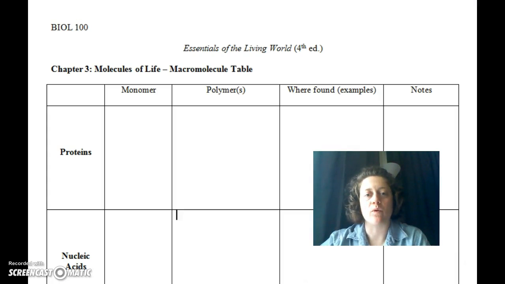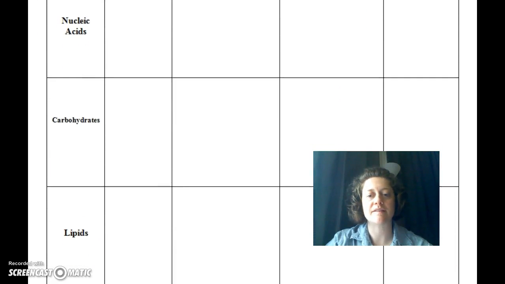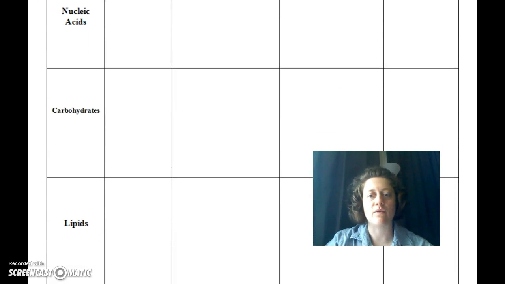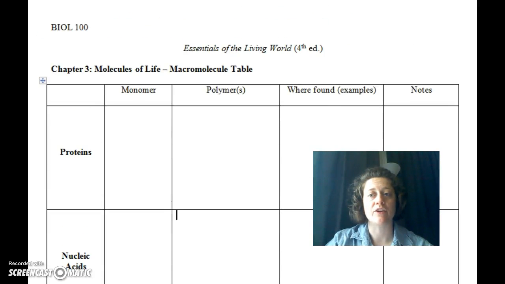I'd like you to start by organizing a sheet of note paper or maybe a Word document with a 4x4 table, and you're going to call it Molecules of Life Macromolecule Table. You're going to put the following macromolecules each in their own row: proteins, nucleic acids, carbohydrates, lipids. And then in the 4 drop-down columns, you're going to name each of those headings monomer, polymer, where found or examples, and then any additional notes that you want to keep track of.